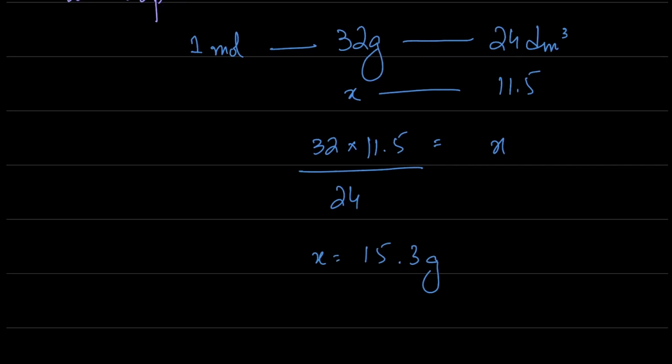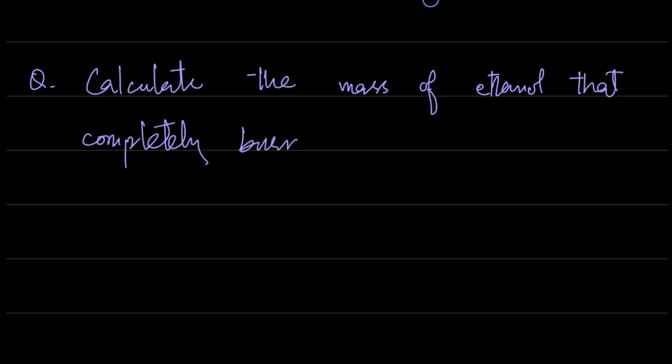Now let's take another question. Now this question is about stoichiometry. So the question says, what mass of ethanol completely burns in 11.5 dm cube oxygen? Now we know that this is a stoichiometry problem. Can anybody confirm why? How do we know that this is a stoichiometry problem? Sir, because there are ethanol and oxygen. There are two substances it's talking about. Very good. So there are two substances that it talks about.